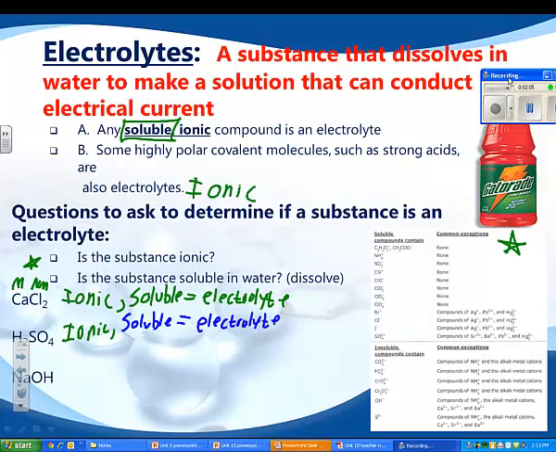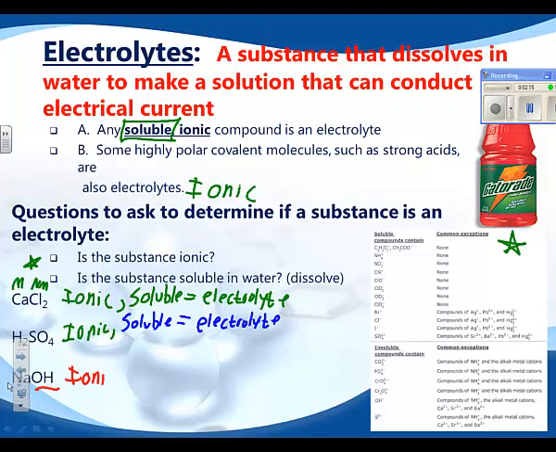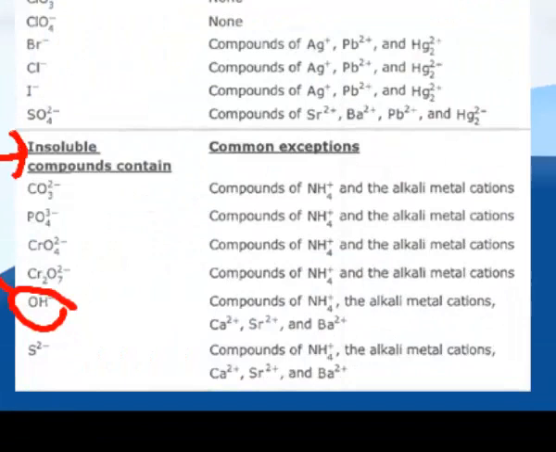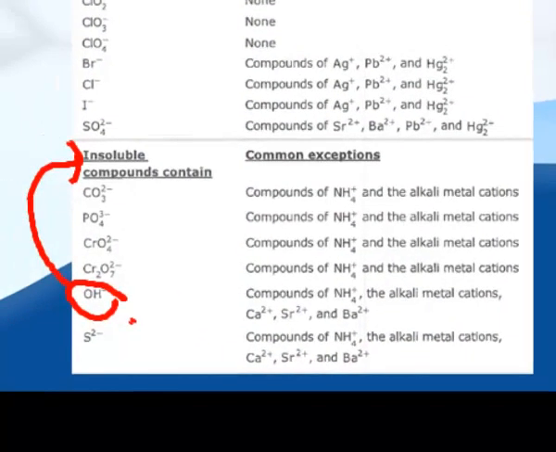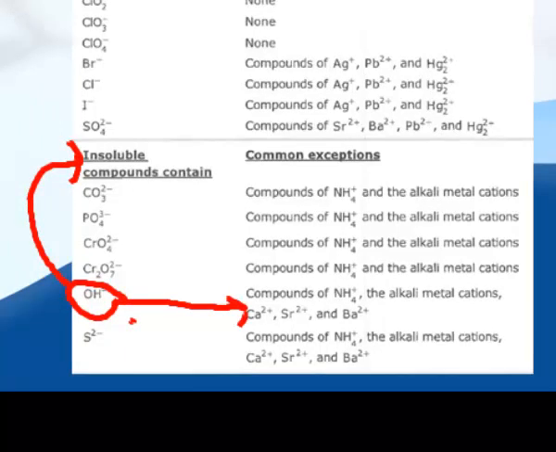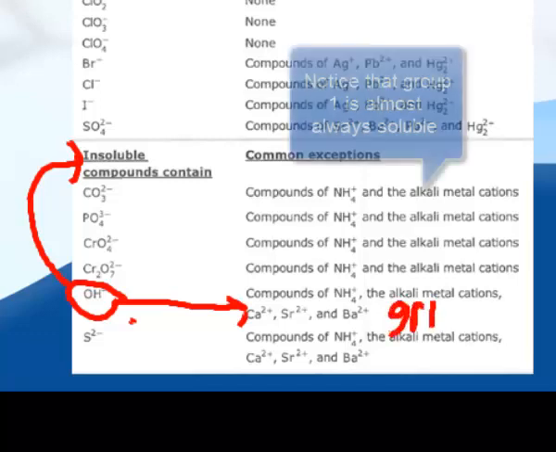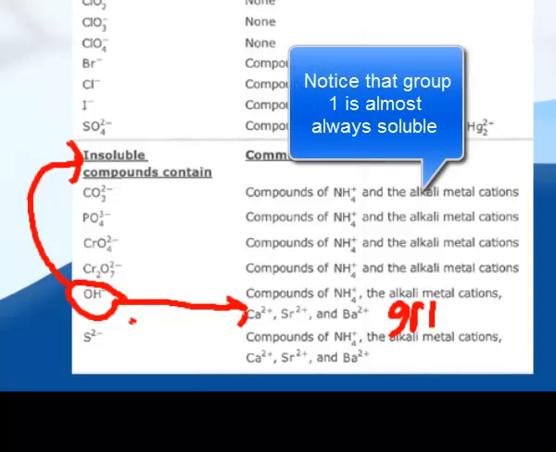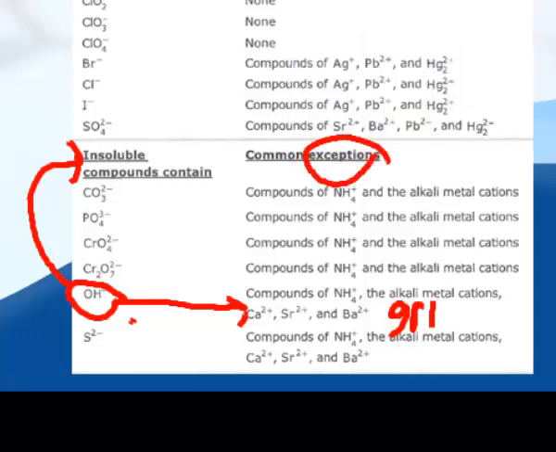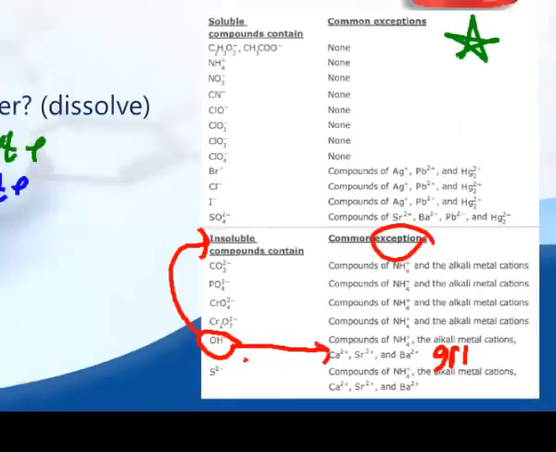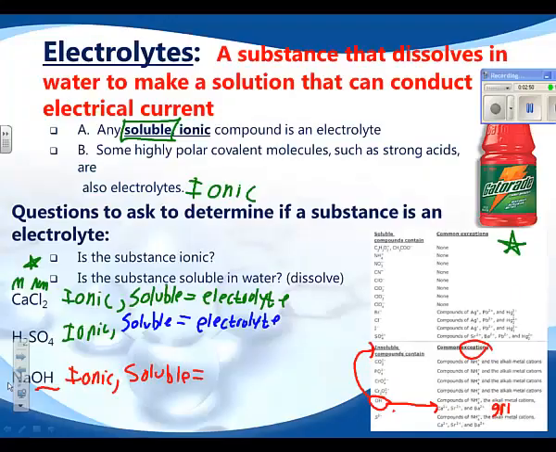So then the last one, we'll do it in red, NaOH. We have a metal and a polyatomic, so it is ionic. So then you come down here to hydroxides. Now, hydroxides are at the bottom, so they are insoluble unless it is with a calcium, a strontium, or barium, an NH4, or an alkali metal. Remember, the alkali metals are group 1s. Sodium is in group 1, so it meets an exception, so it goes from insoluble to soluble, because there's an exception there. So yes, this one is soluble. It is ionic and soluble, therefore it is an electrolyte.